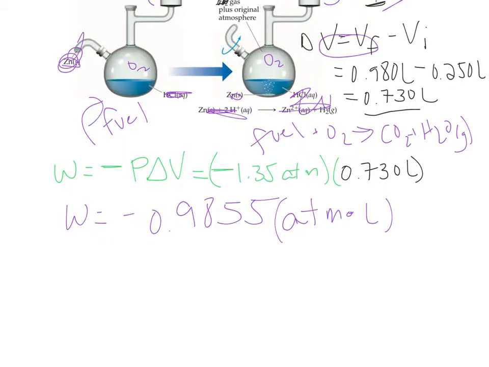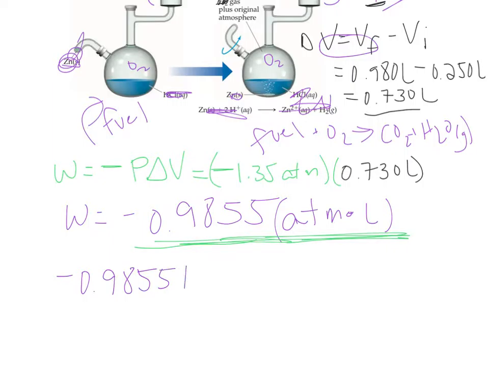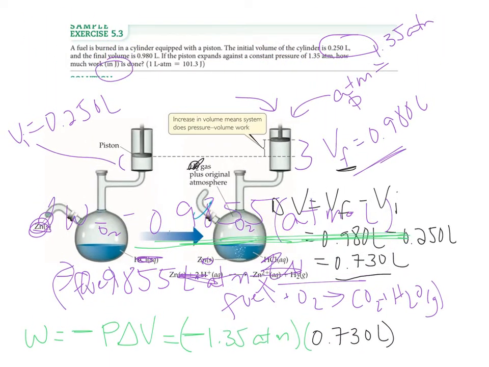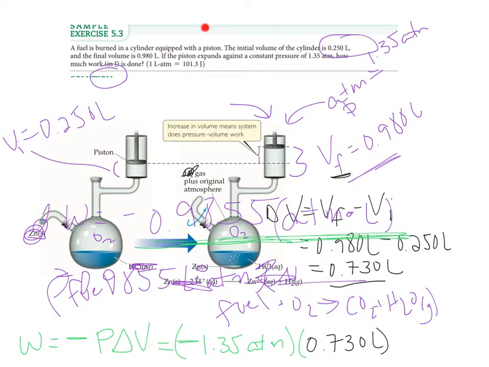So it tells us in the problem, somewhere on your paper anyway, that 1 liter atmosphere equals 101.3 joules. So the last step, we're going to convert our units here to joules, because this doesn't really look like a unit of energy, even though it is. So to convert, we're going to take our negative 0.9855 liter atmospheres, and multiply by a conversion factor that we get from our paper. If we look up here, it tells us 1 liter atmosphere is 101.3 joules.